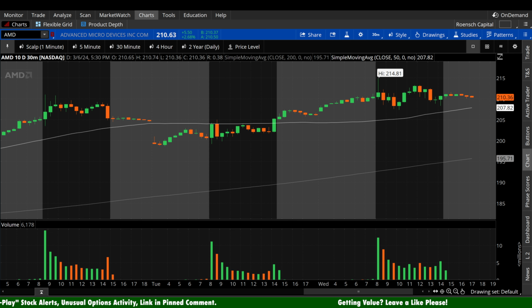And you can see here that over the last 3 trading days, AMD has been in a battle with this 50 period moving average on the 30-minute chart.